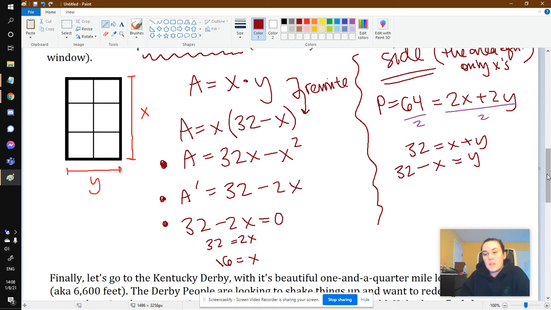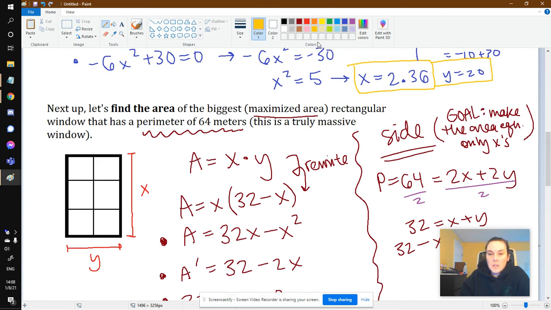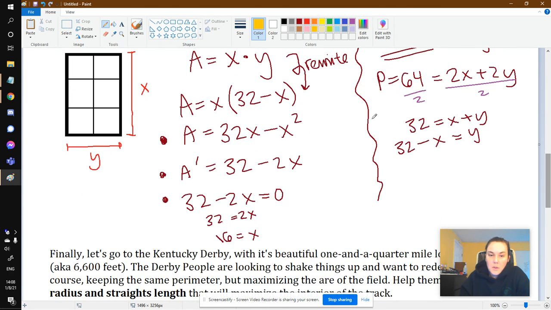I'm done. Psych. I now need to figure out what the question was asking for. Find the area. That's what the question was asking for. That's totally fine. I have an area equation. I have the x that makes me maximum. So I will plug that into my area equation.